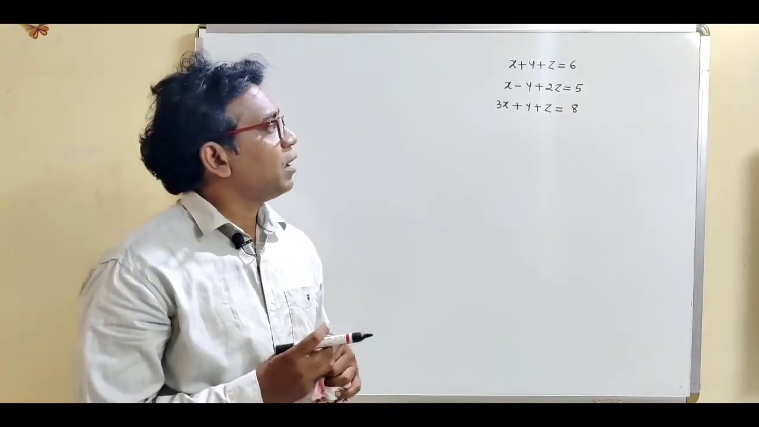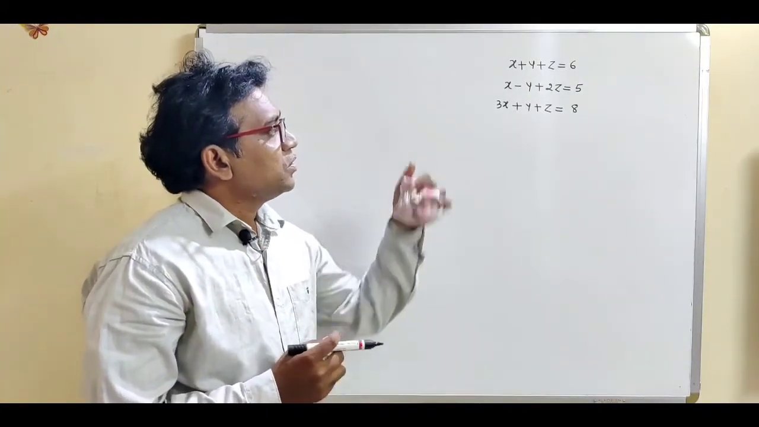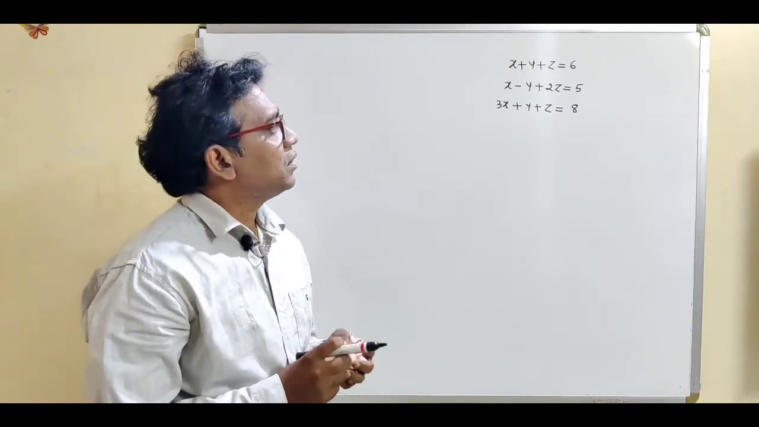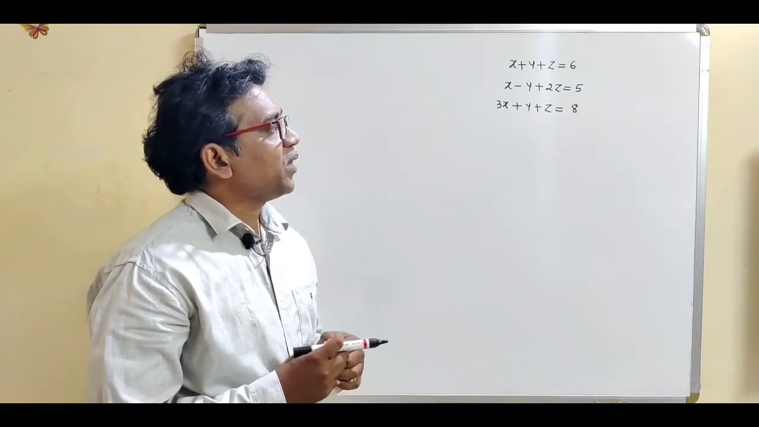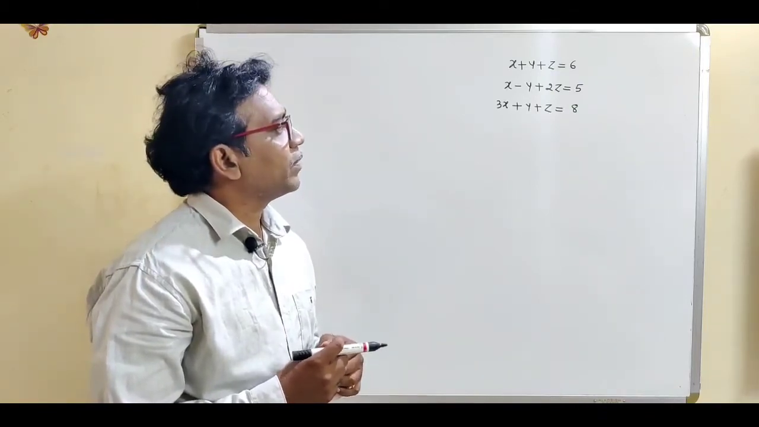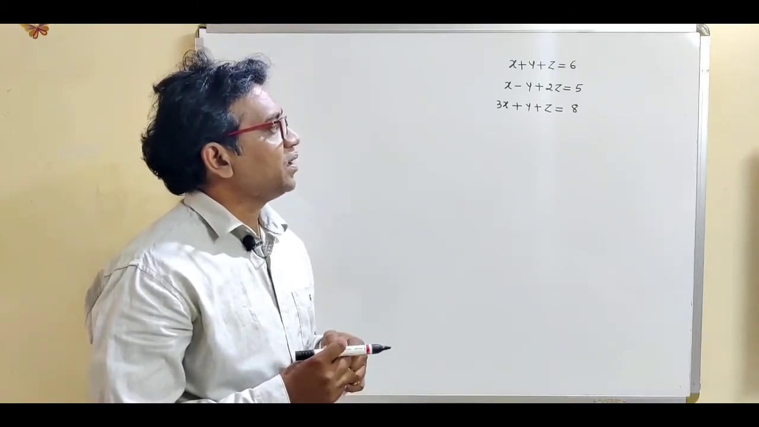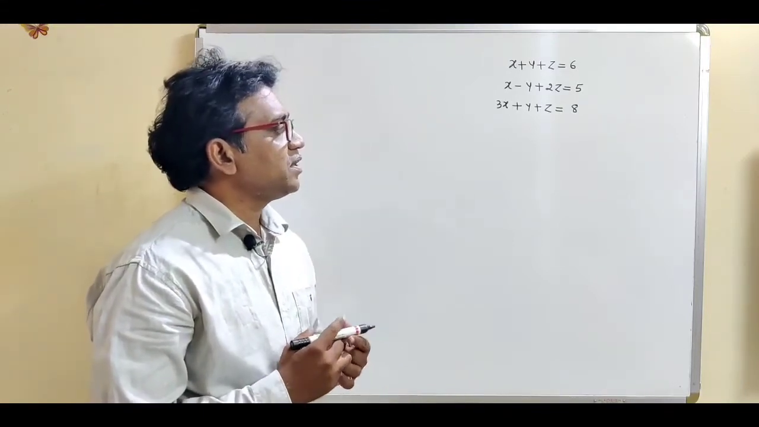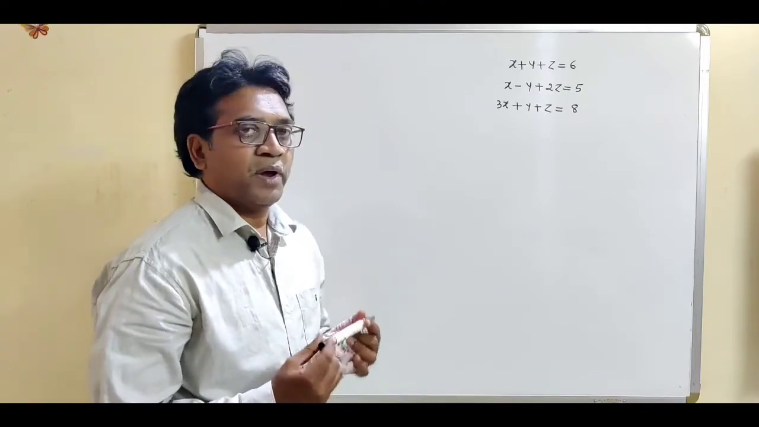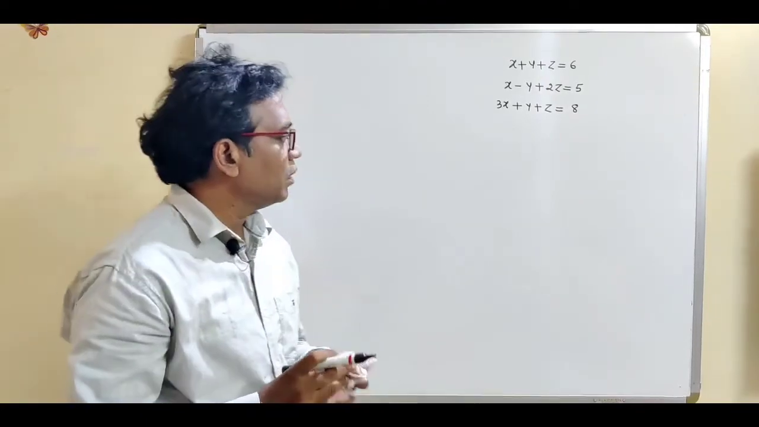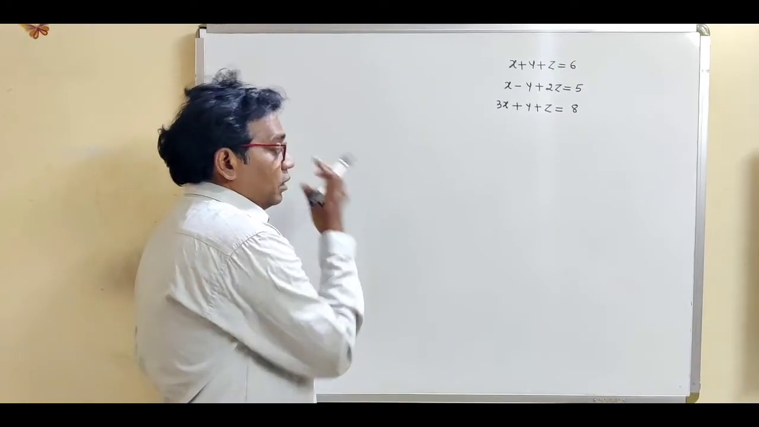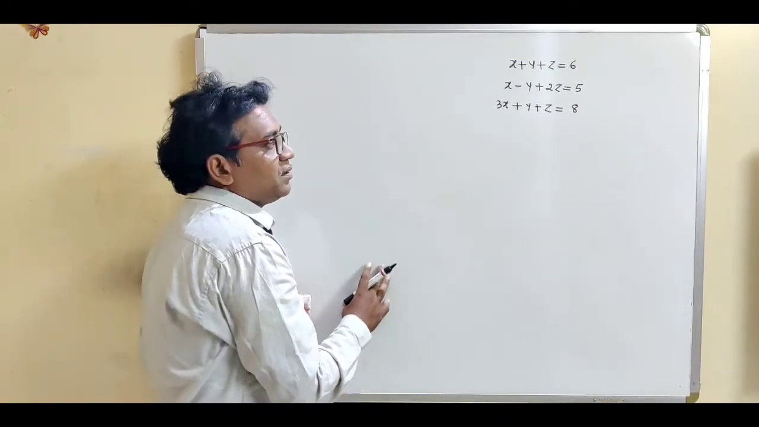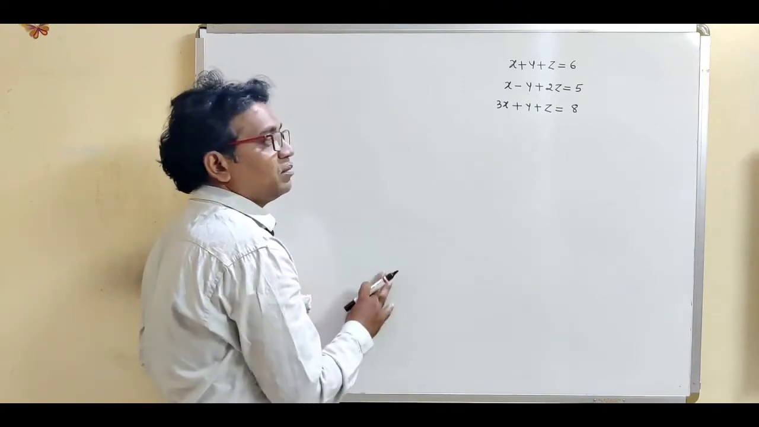So let us take one example. Solve this system of linear equations: x + y + z = 6, x - y + 2z = 5, and the third equation, 3x + y + z = 8. Now see, just now we have seen the statement of the theorem.